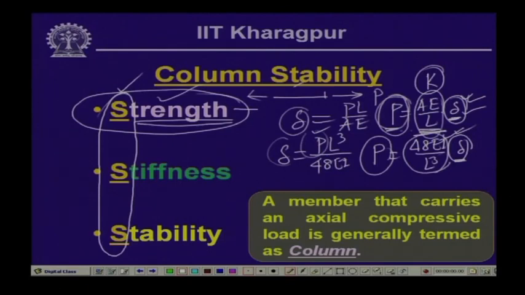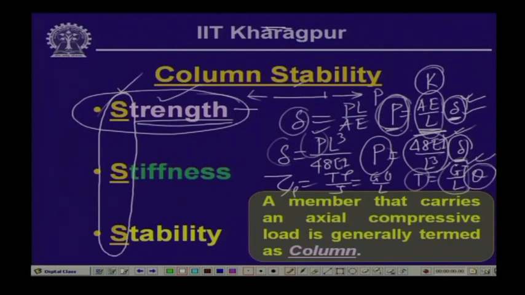Or if we are talking about the twisting moment, as we know, tau is equal to T rho by J, and this is again equal to G theta, that is, T by J equals G theta by L. So, T equals G J by L times theta. Here also, if we like to have unit rotation, the corresponding twisting moment that we need is equal to G J by L, and that is the twisting stiffness.